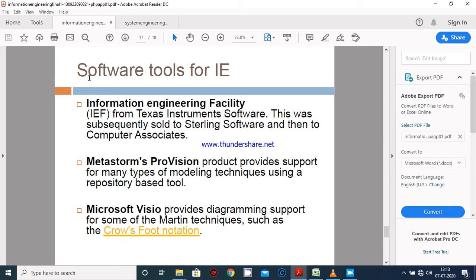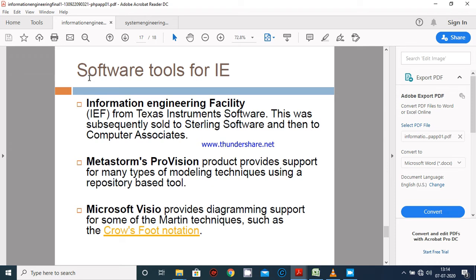The information engineering facility, also known as IEF, is from Texas Instruments Software. This was subsequently sold to Sterling Software and then to Computer Associates. This can be the best software tool for implementing an information engineering project all over the world.